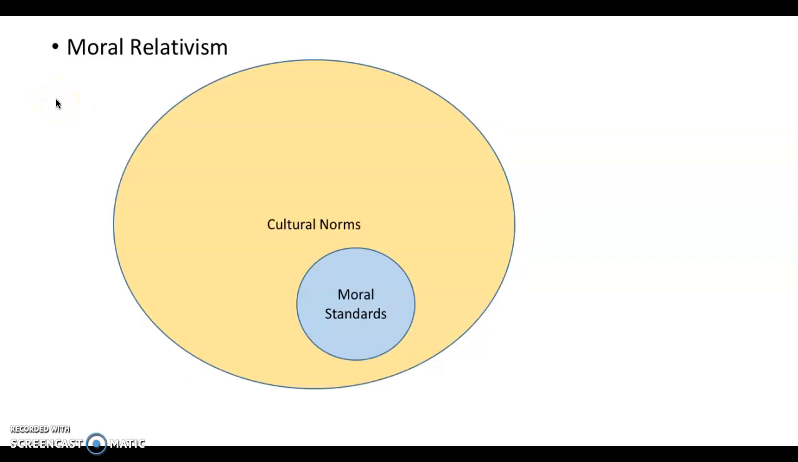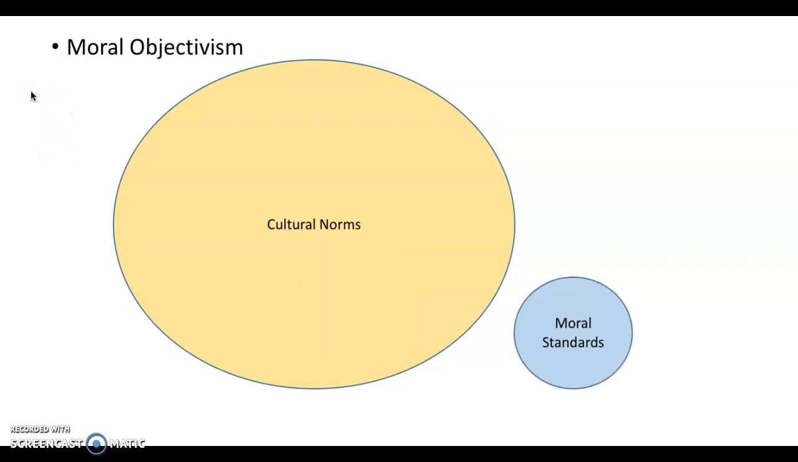Again, one way to think about the distinction between moral relativism and moral objectivism is that moral relativists see moral standards as being part of cultural norms. They're just another subset of what a culture, society, or people deem to be an appropriate way of behaving within society. Whereas moral objectivists would maintain that cultural norms, like how to greet somebody or which side of the road to drive on, are in fact determined by people or society, but moral standards are not. There's something separate that determines moral standards.